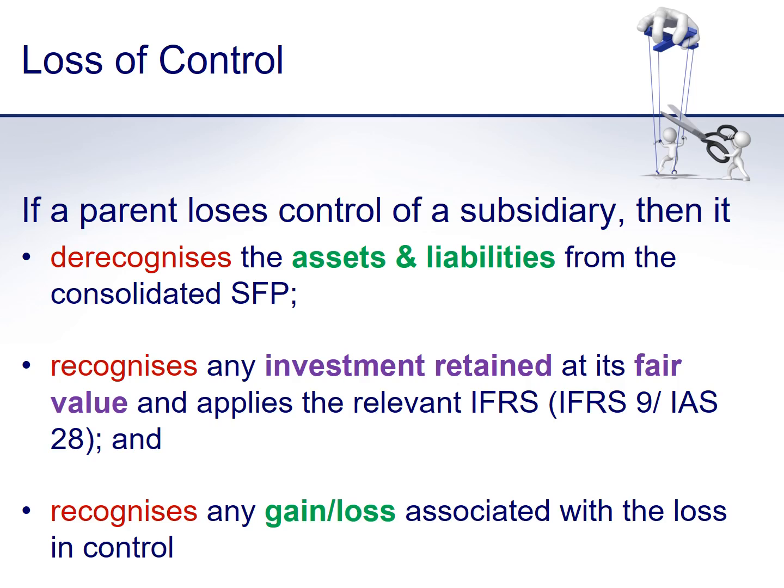And then I will also have to consider any consideration that I've received as a result of this. So if I've sold shares, whatever proceeds I've received as consideration for the sale of shares, I'll compare that to the value of the assets and liabilities that I've given up, as well as the value of whatever remaining investment I might still have, and I will calculate a gain or loss that is associated with this loss of control. That gain or loss is recognized immediately in profit or loss, regardless of the quantum thereof.